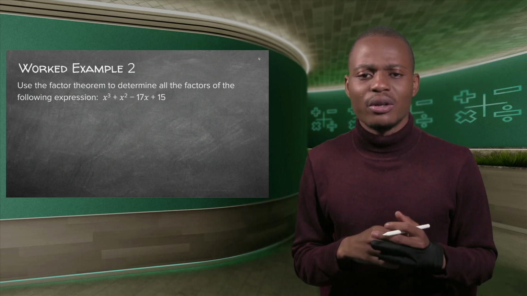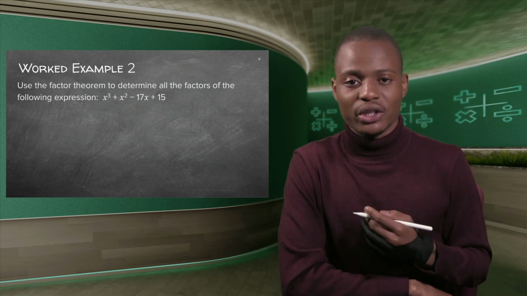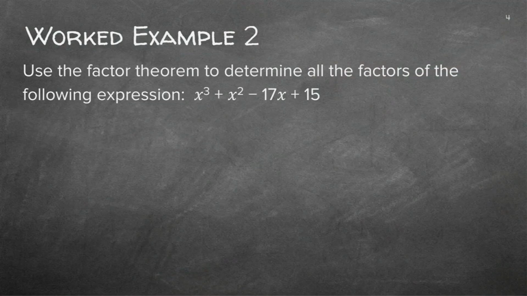Okay, now let me do another example for you, and now we won't even use long division or synthetic division. We are simply going to use inspection. So it says, use the factor theorem to determine all the factors of the following expression. So I have x to the power of 3 plus x to the power of 2 minus 17x plus 15. Now, the first thing that I told you about the factor theorem is you need to attempt values, right? So it means you need to try to substitute in any value. So it means it's a trial and error method basically.